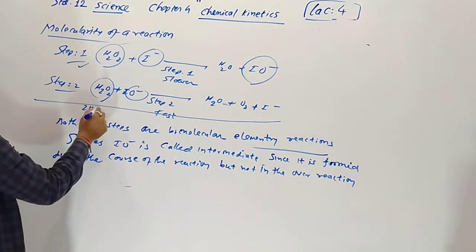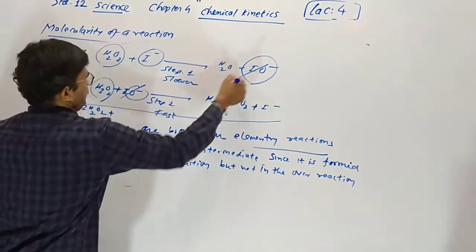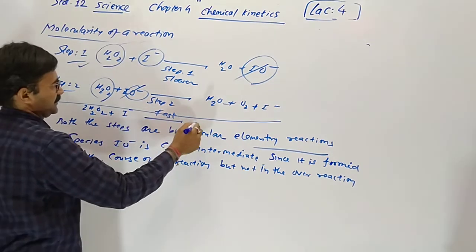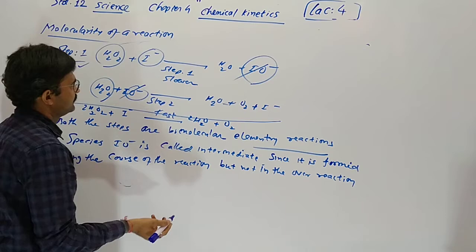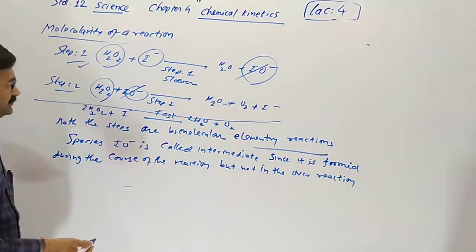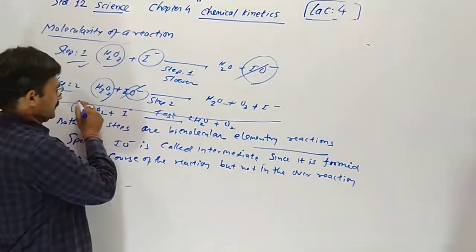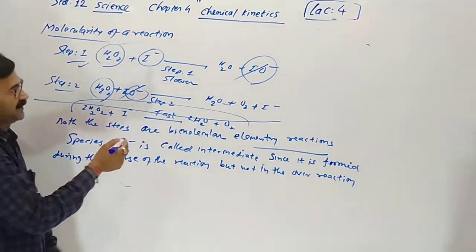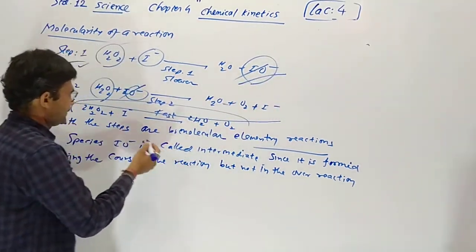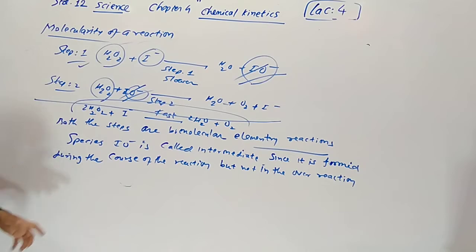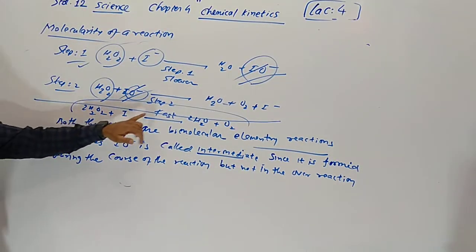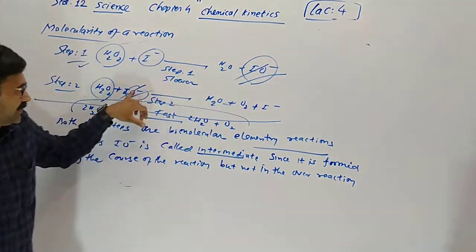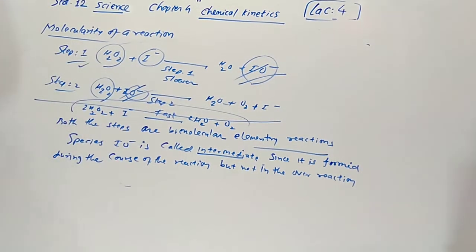2 mole of H2O2, with I minus, gives 2H2O plus O2. Understood? IO minus does not come in our overall reaction. So whatever occurs in the first step and gets used in the second step, that is an intermediate. Understood? It does not come in the overall reaction; whatever occurs here gets used here, that is an intermediate.